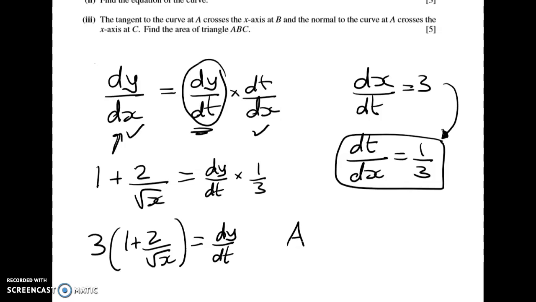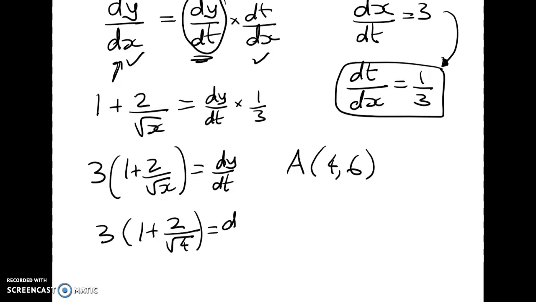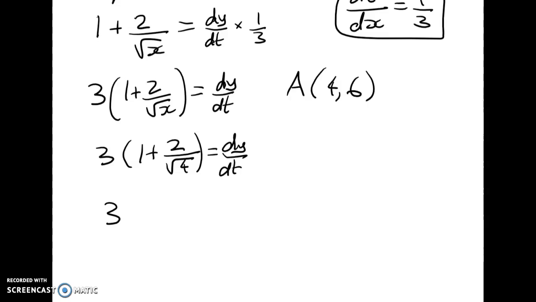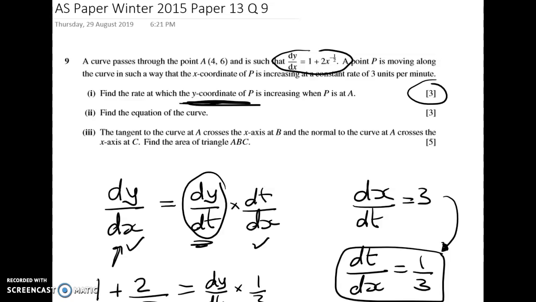And we're asked to figure that out at point A, which is 4, 6. So we're going to substitute in 4, and we get 3 times 1 plus 2 over the square root of 4 is equal to dy by dt. So 3 times 1 plus 2 over 2, which gives me 1 plus 1, is what we're looking for. So dy by dt is equal to 6. Right, so that's the first 3 marks done.